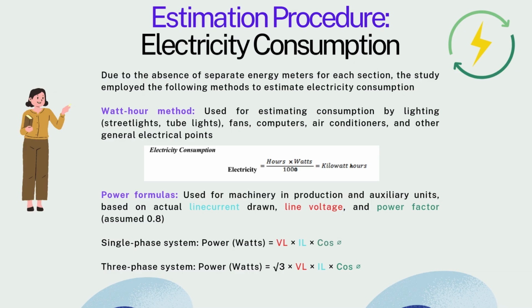For a three-phase system, power in watts equals the square root of 3 times VL times IL times cosine theta.